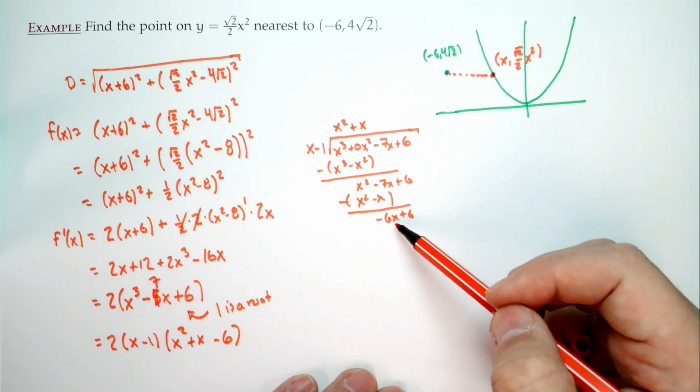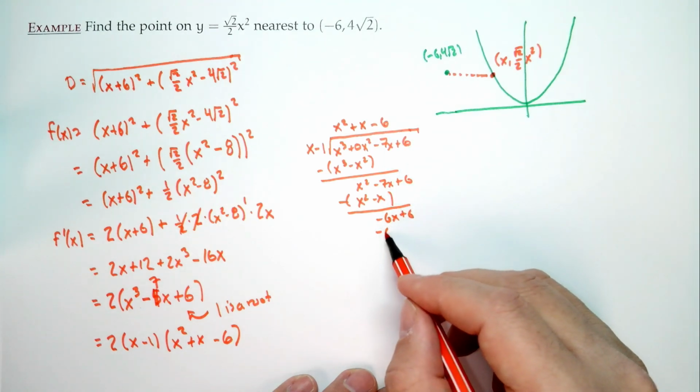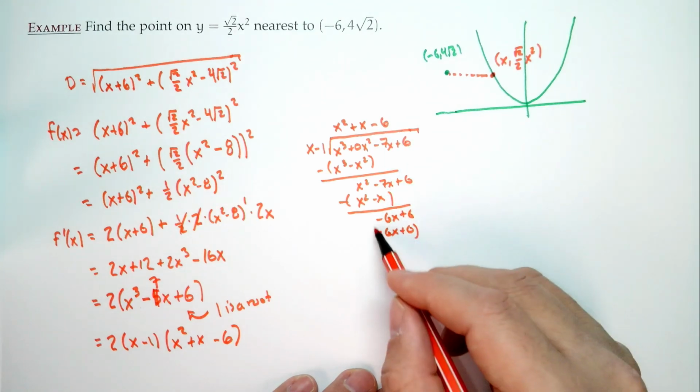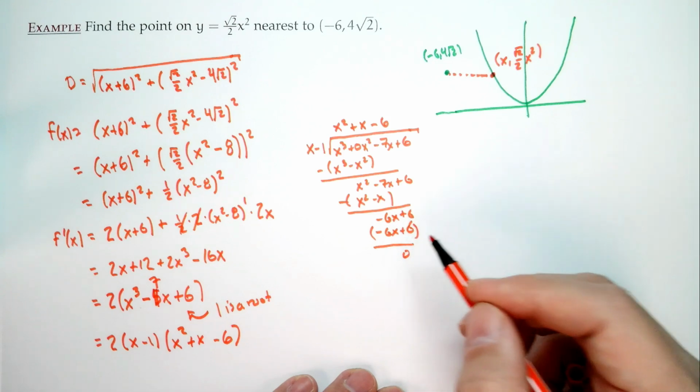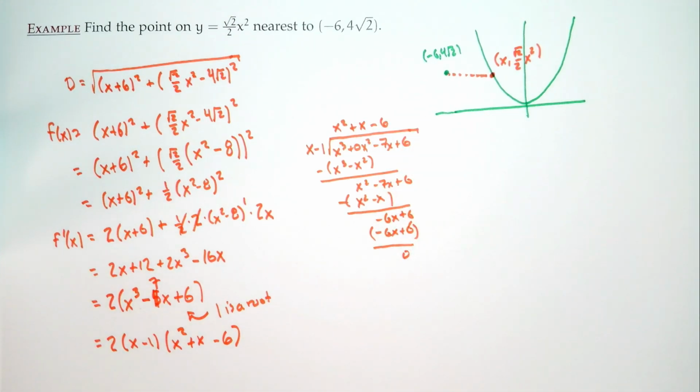x times what gives me minus 6x? The answer is minus 6. Now we get minus 6x plus 6. And now we get a remainder of 0, which is good. And you'll see we got the same thing. So you can either reason it out or you can do long division.